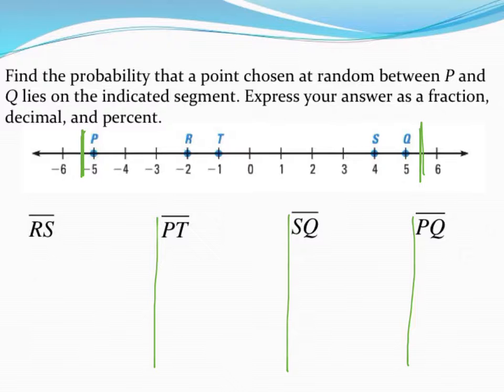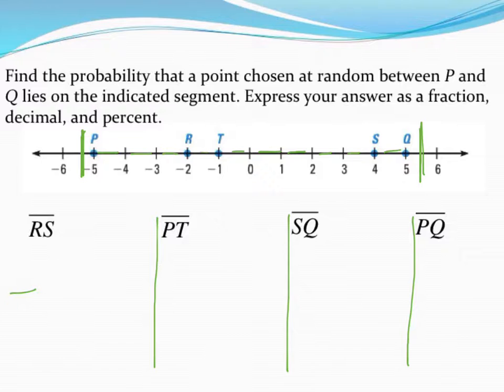Now you want to make sure you count spaces. And I don't care if the number line goes by ones like it does in this case, or twos or fives. Just count spaces. It doesn't matter what the number line goes by. So counting spaces between P and Q, let's get that total number first. I get 1, 2, 3, 4, 5, 6, 7, 8, 9, 10 spaces between P and Q.